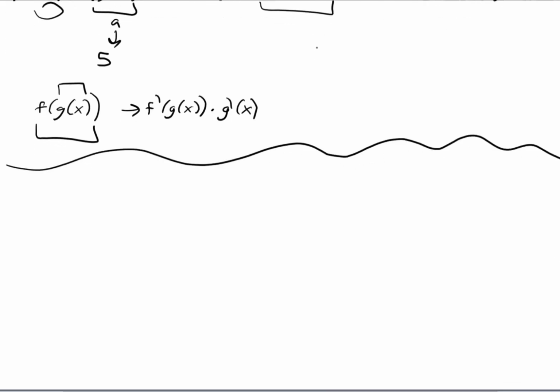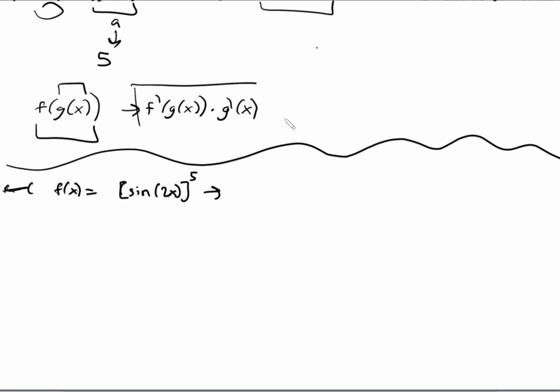You might have a trigonometric function where f of x is equal to, let's say, sine of x. Let's go sine of 2x just to make it a little more complicated. Sine of 2x to the 5th power. So what is the derivative?